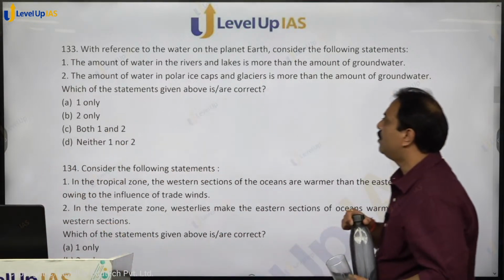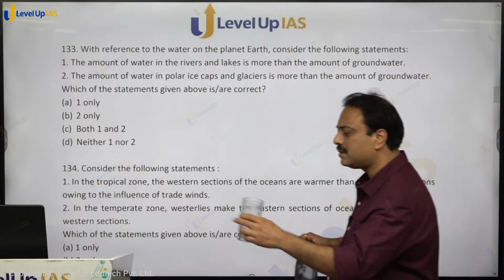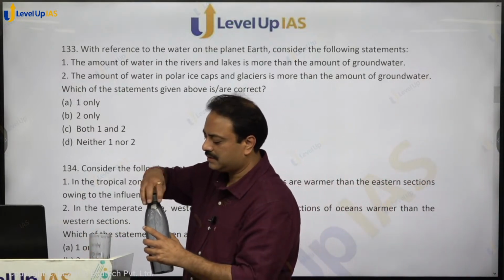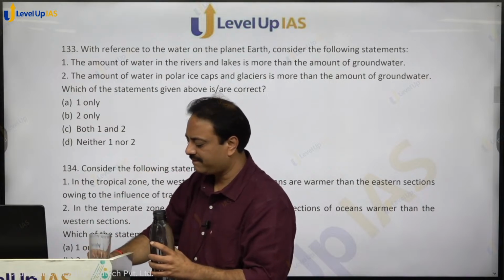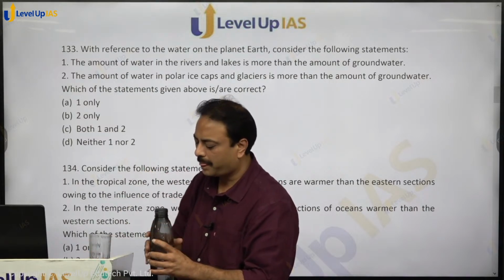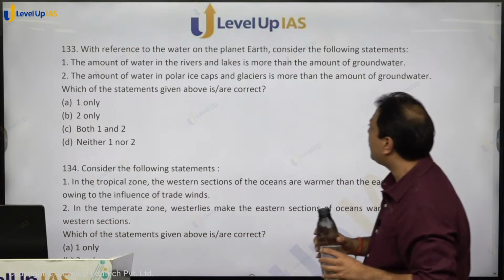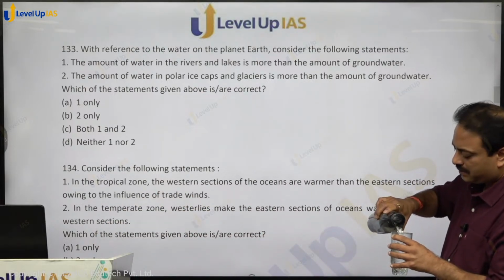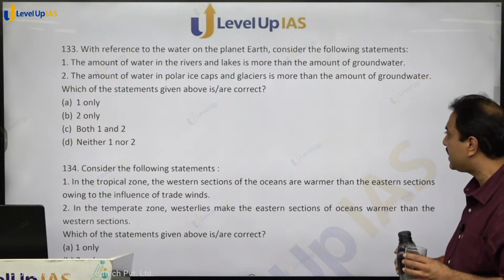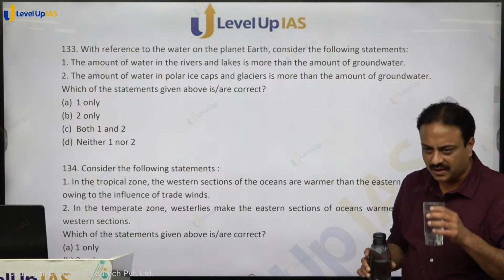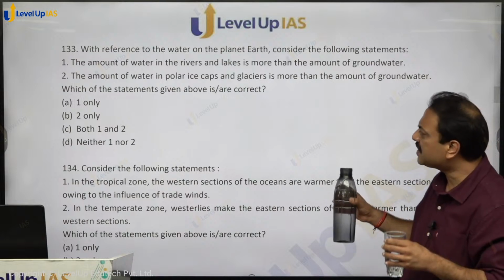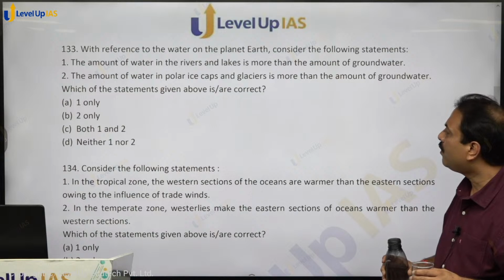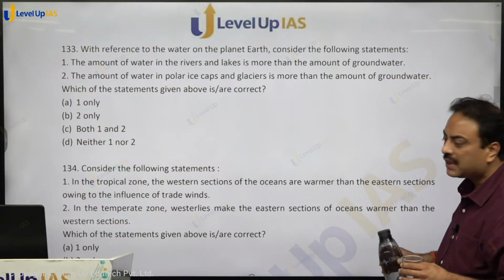With reference to water on the planet Earth, consider the following statements. The amount of water in the rivers and lakes is more than the amount of groundwater. We discussed it. It is less, so it is a wrong one. The amount of water in polar ice caps and glaciers is more than groundwater.